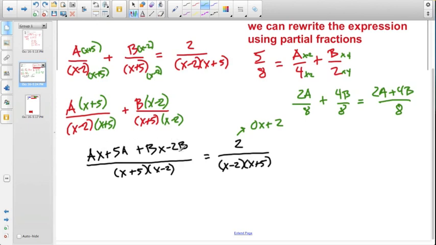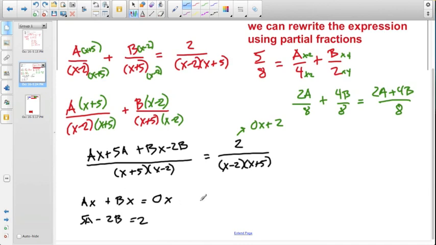Likewise, 5a minus 2b has to add up to 2. And so that creates a system of 2 equations and 2 unknowns. So we have the terms that involve the variable x have to add up to 0x. And the numeric terms, 5a minus 2b, have to add up to 2.